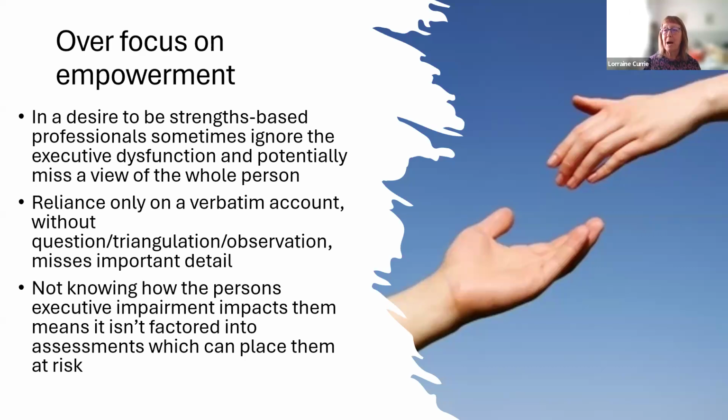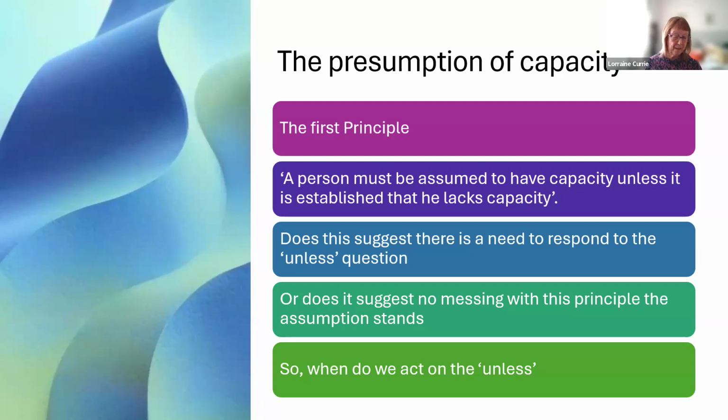Sometimes this is kind of where the balance on empowerment and protection can go a little bit wrong. If we over focus on, we only want to empower people, then in our desire to be strength-based, we can sometimes ignore the fact that they do have some dysfunction in carrying out these higher executive abilities. And if we do that, we miss the whole person. If we rely only on their account and don't triangulate, we might get a very wrong picture. And if we don't know how their executive impairment impacts them, then we can place the person at risk. Okay. So that's the sort of danger of over-focusing on empowerment only without balancing in the need to also sometimes protect. And that little section there was about looking at how executive dysfunction impacts people.